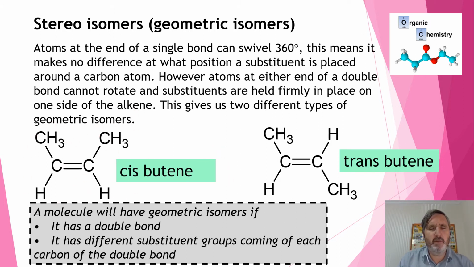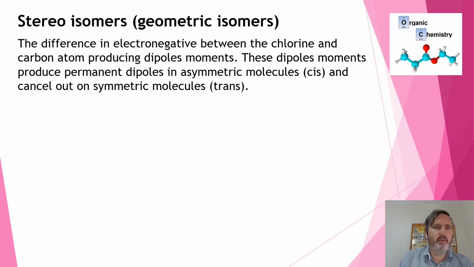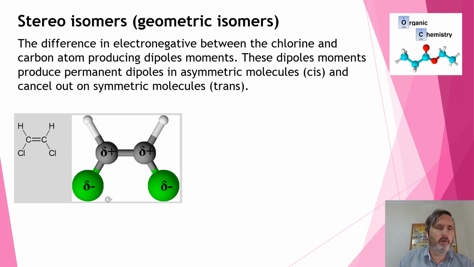to have geometric isomers. Let's have a look at another geometric isomer that has chlorines attached to it. So this is a cis version of the geometric isomer, and the geometric isomer here is 1,2-dichloroethene. And it's cis 1,2-dichloroethene. Notice that these chlorine atoms have been drawn with a delta negative here.